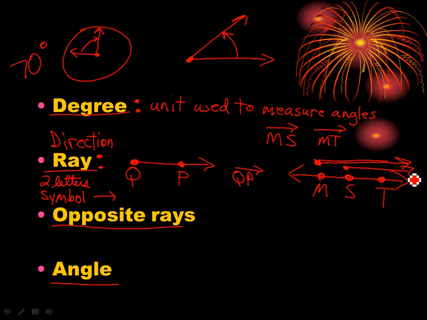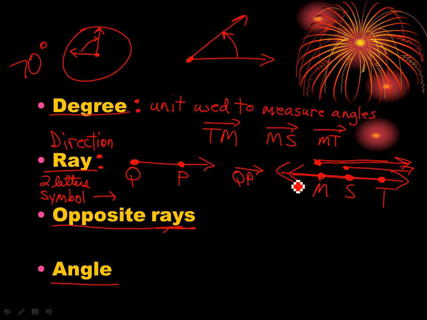Wait, then you can do TN too, right? Could you do TN? I'm doing the ray TM. What's that telling you? To go the opposite way. You're going the opposite direction. You're starting at T and you're going out that direction.